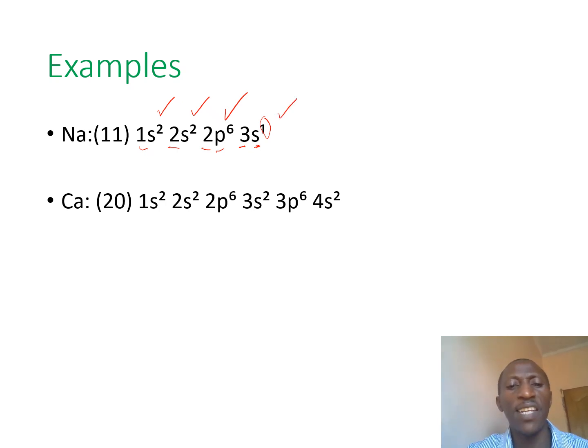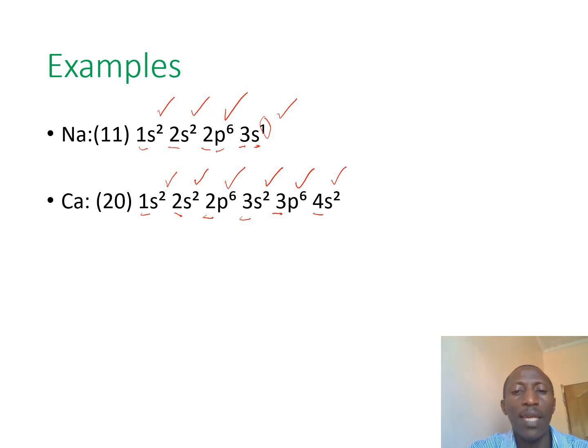Let's look at the very last one, calcium, with 20 electrons. So in energy level 1, we place a maximum of 2. Energy level 2, s orbital, 2. Energy level 2, p orbital, 6. Energy level 3, s orbital, 2. Energy level 3, p orbital, 6. Energy level 4, s orbital, 2. That makes 2 plus 2 is 4, plus 6, 10, plus 2, 12, plus 6, 18, plus those 2, making a total of 20 electrons.